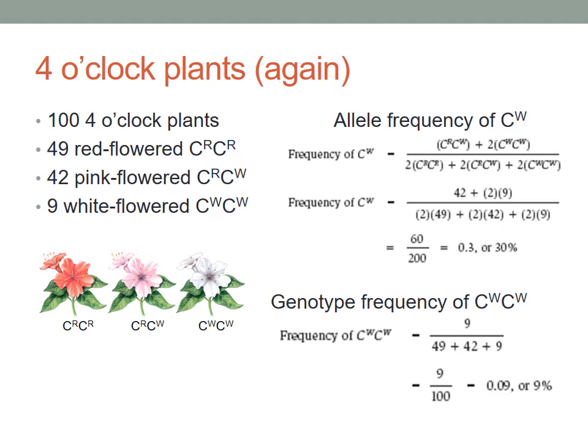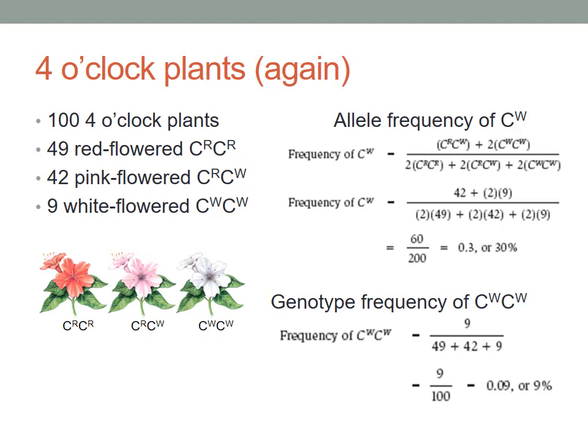Now we're going to move into some examples. This example we went through last time. This is the 4 o'clock plants, where the flowers come in red, pink, and white. And if you remember with the 4 o'clock plants, the red and the white are both alleles, but there isn't a clear dominant and recessive. When you have a heterozygote, it's actually pink because both red and white are dominant traits, so both are always going to be expressed. You are looking at a population of 4 o'clock plants in this example.